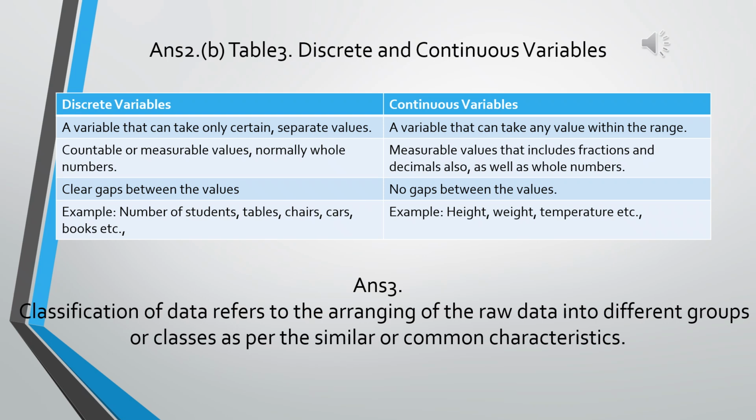Now for answer 3, what is classification of data? Classification of data refers to arranging the raw data into different groups or classes as per their similar or common characteristics. So this is what we mean by the classification of data.